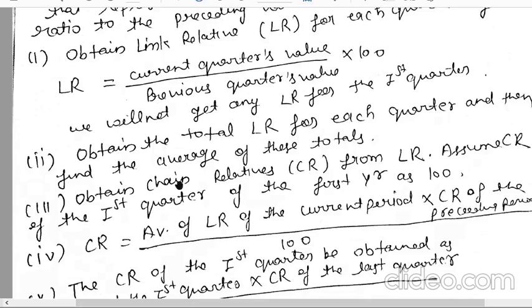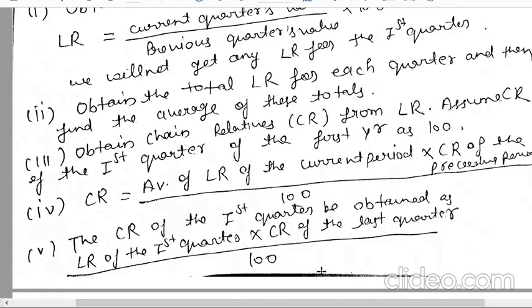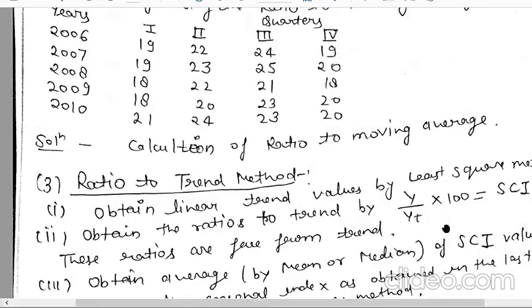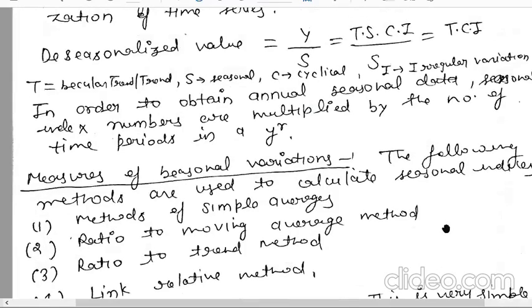Now, third, obtain chain relatives from LR. Assume CR of the first quarter of the first year as 100. Fourth point: CR is equal to the average of LR of the current period into CR of the preceding period, divided by 100. So these are the steps of the link relative method. The CR of the first quarter is obtained as LR of the first quarter into CR of the first quarter divided by 100. These are the four methods to measure the seasonal variation, right?